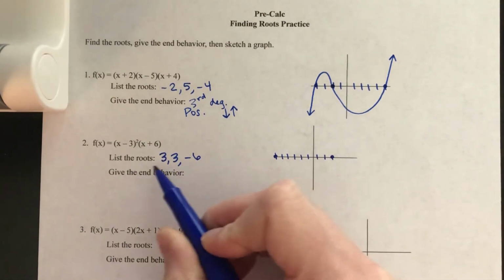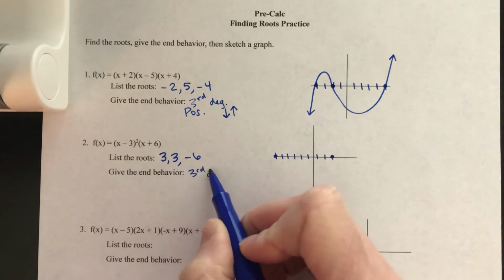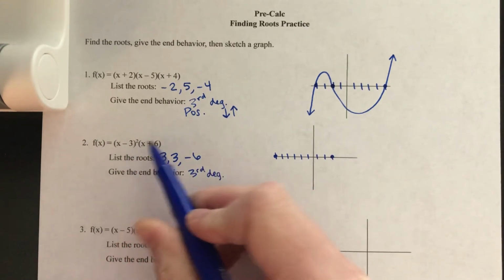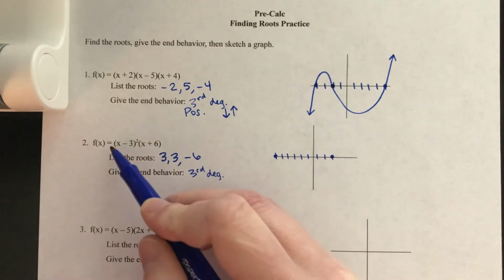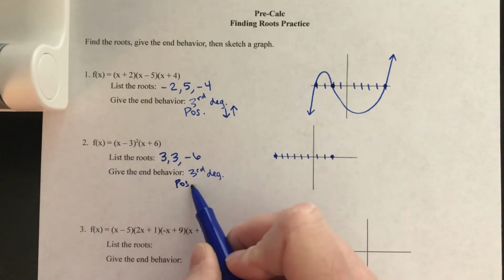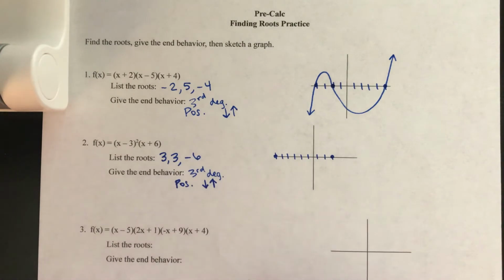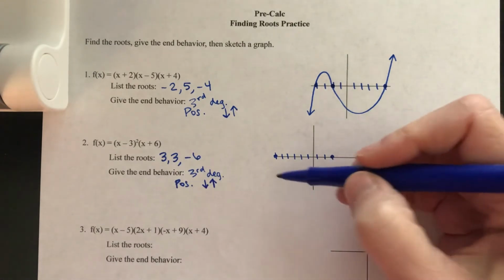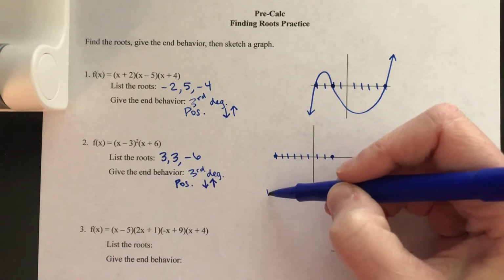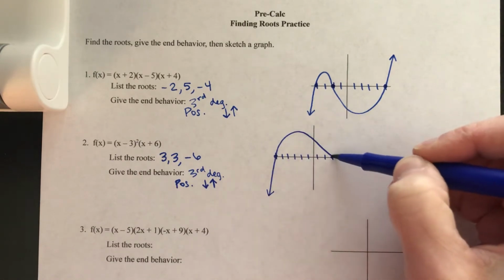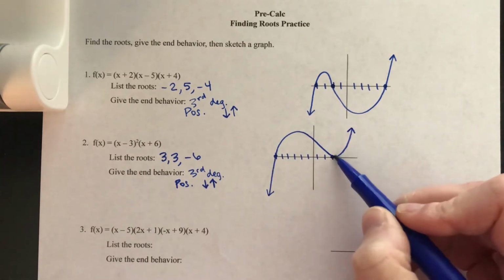Okay, and so then once again I have third degree. If I add up my exponents, I have squared and then to the first. And then my leading coefficient once again is also positive, down to the left and up to the right. And then the only thing you need to remember is that you have to bounce at 3. So I'm going to go down to the left, cross, bounce, and up.